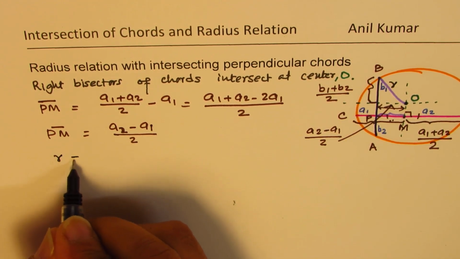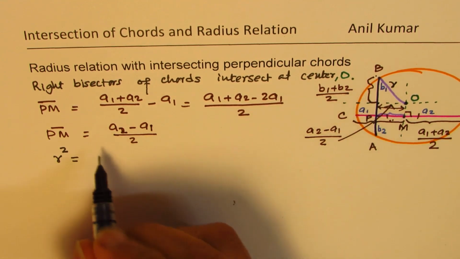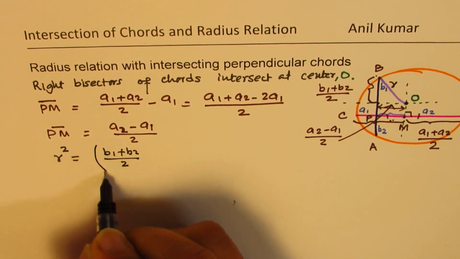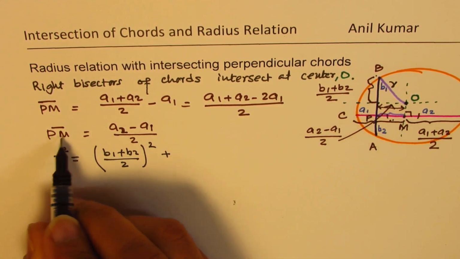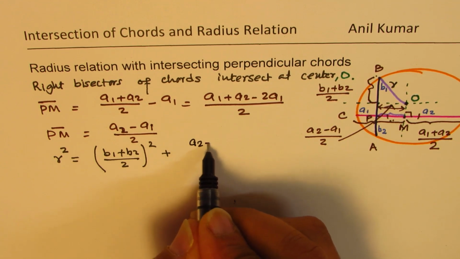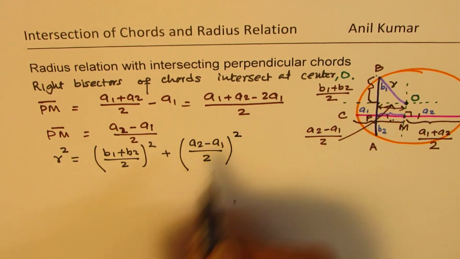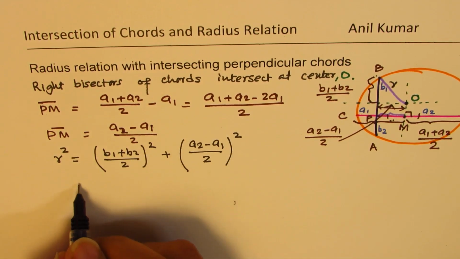So radius R square will be equal to B to this, which is B1 plus B2 divided by 2 whole square, plus this length, which is PM for us, A2 minus A1 divided by 2 whole square. Clear? Correct. Now let's expand and simplify.